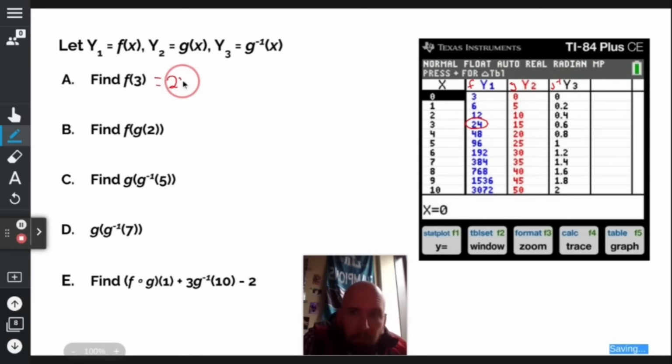Okay, simple. f of g of 2 means that I'm going to start out by going to g of 2. So g of 2 is 10. So now I need to find out what f of 10 is, because g of 2 is 10. f of 10 is 3072. Okay?